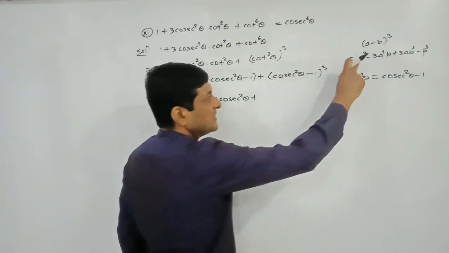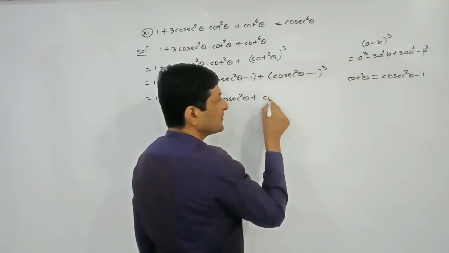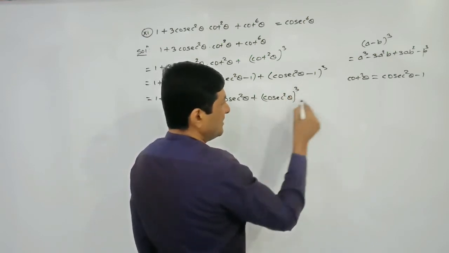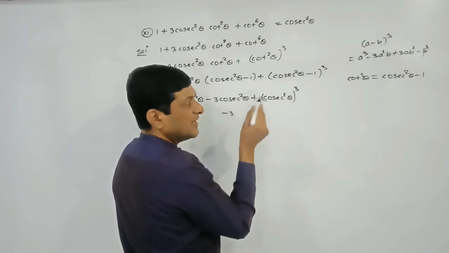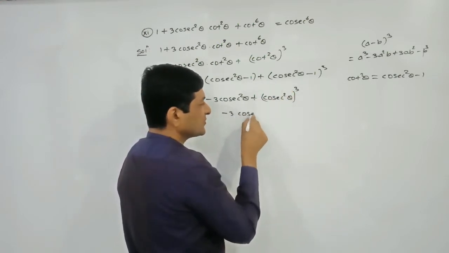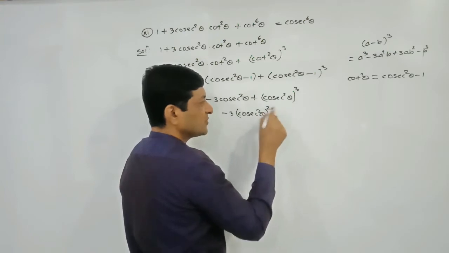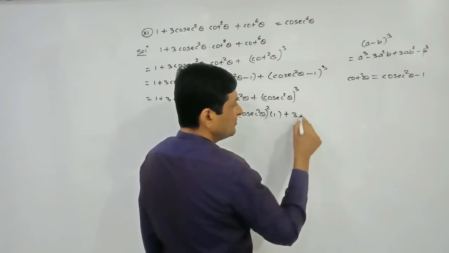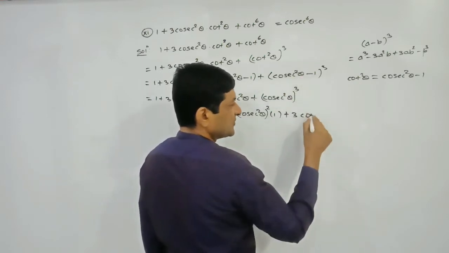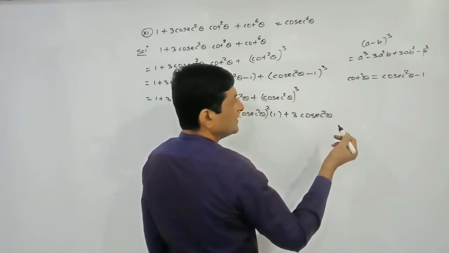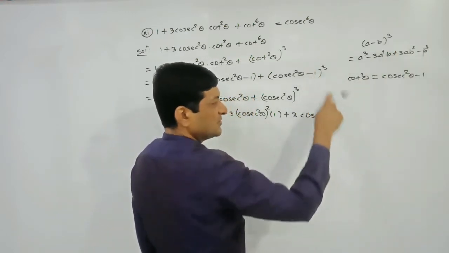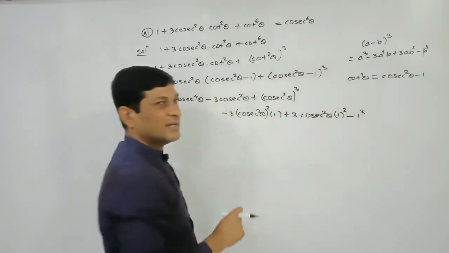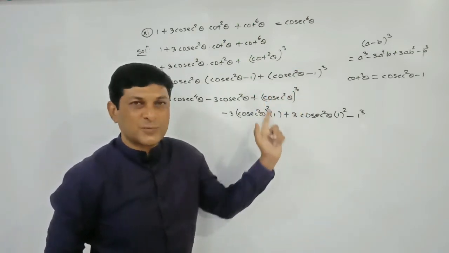So according to this identity, what is the first term? A cube. A cube means what? Cosec square theta is a and its cube, a cube, minus 3 a square. A square means what? Cosec square theta is our a and this is square of a into b. B is what? 1. Then next term is plus 3a. A is nothing but here cosec square theta, into b square. B means what? 1 square is 1. So here write down 1 square minus b cube. B cube means what? Cube of 1. Just we have applied this identity to find the expansion of this bracket.